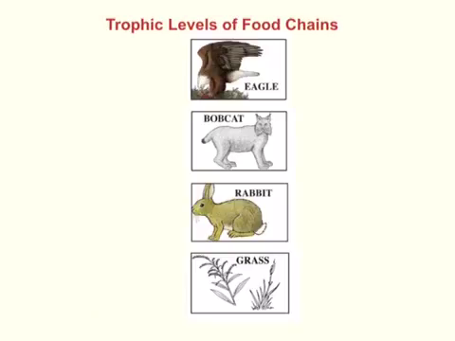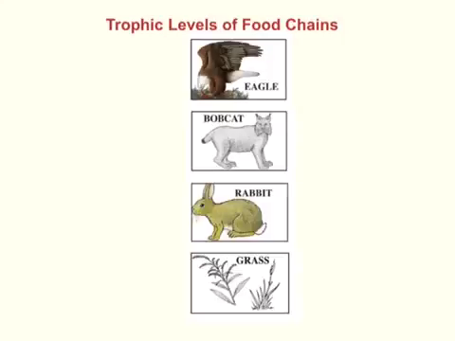Okay, so first up we're going to be talking about trophic levels, and they are connected to food chains, which we have been learning about in the previous lesson. The trophic level is the position that an organism occupies in the food chain.